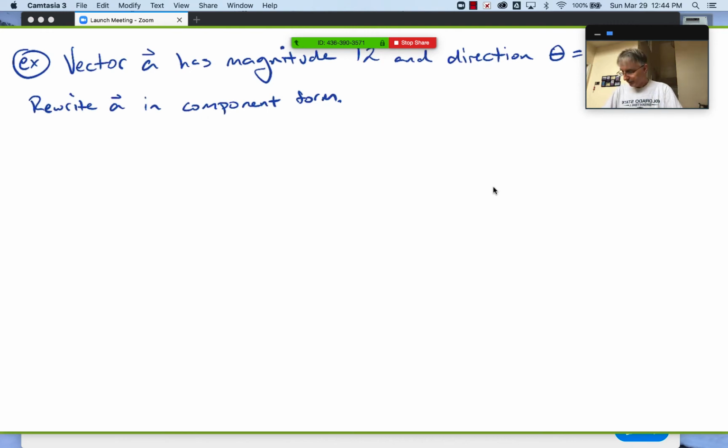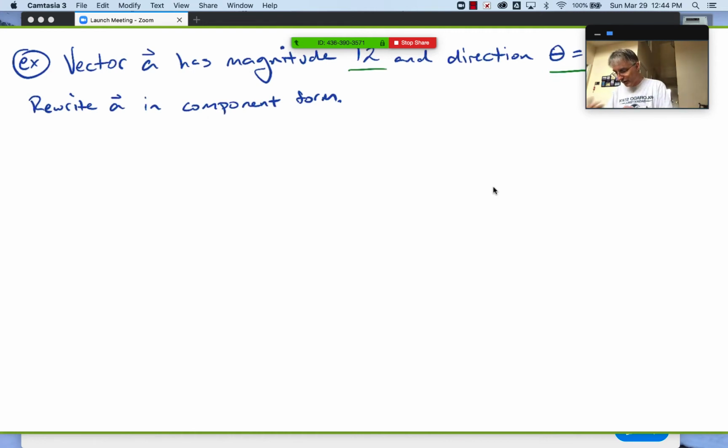The concept here is expressing vectors. Sometimes we write vectors in component form, which means x comma y. Sometimes you're given information about a vector, as here in this example, where you know the magnitude, which is like its length, and then its direction, which is the angle in which the vector is pointing.